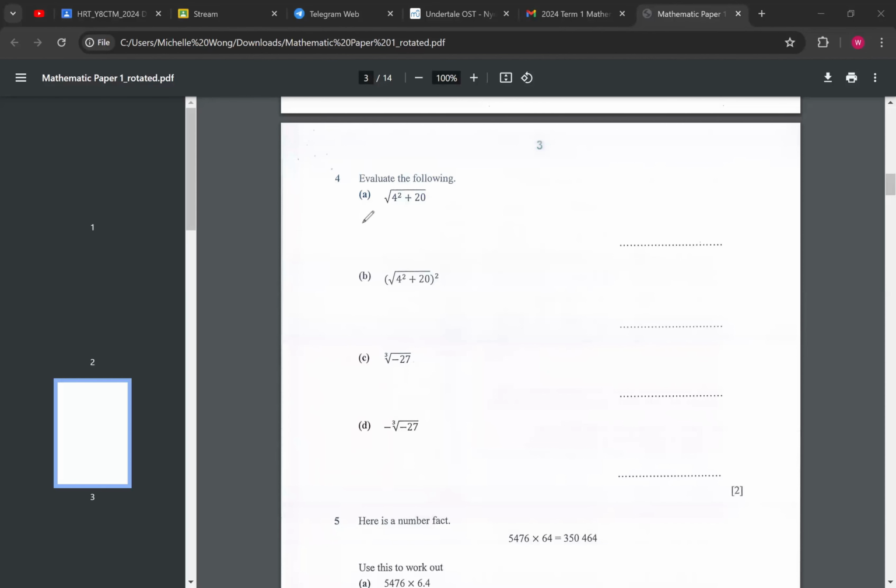Okay, for number 4, evaluate the following. So 4 to the power of 2 means 4 times 4, which is 16. 16 plus 20 is 36. So square root of 36, it will be 6, because 6 times 6 is 36.